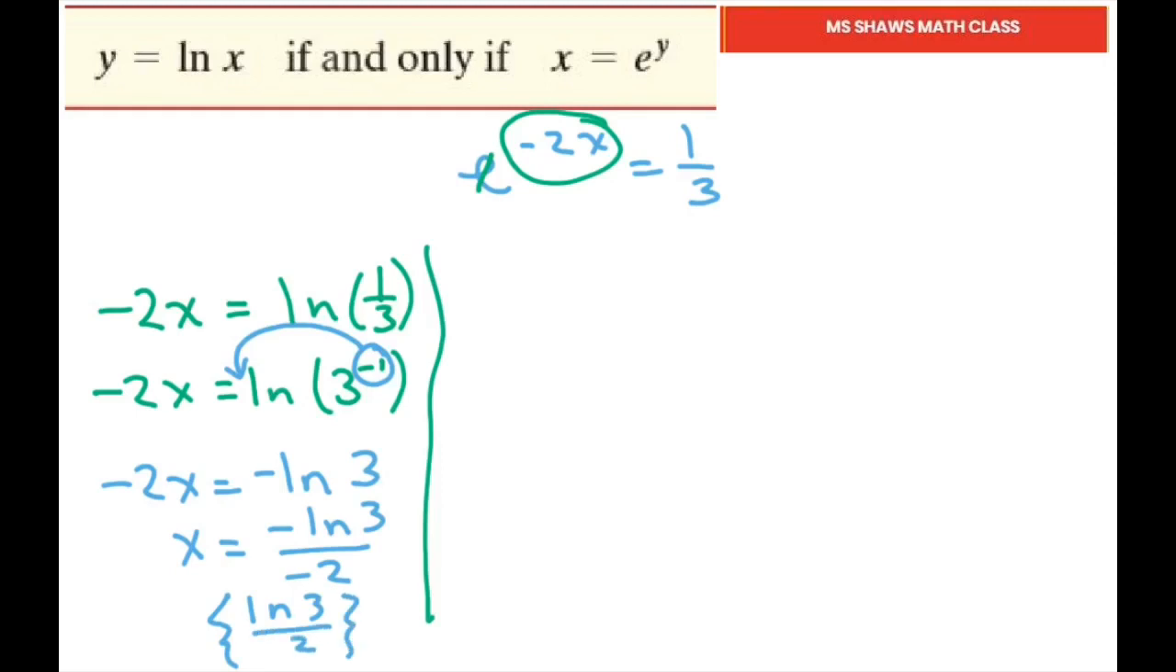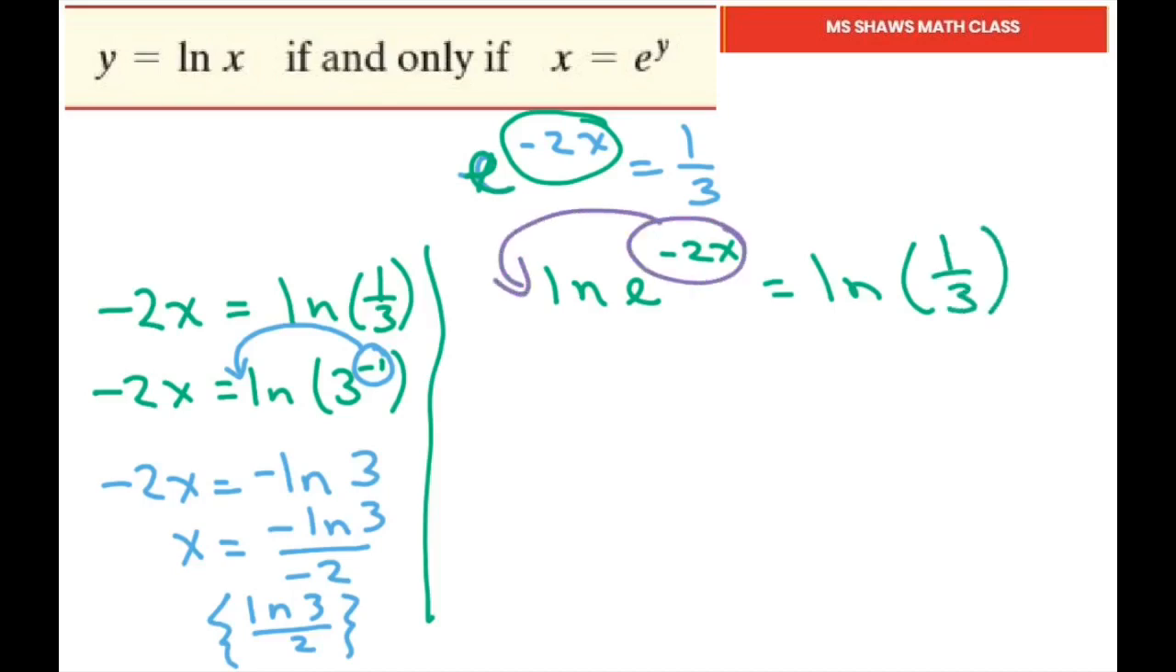Now the other method is just to take ln of both sides. So this was an e. So you'd have ln of e to the negative 2x equals ln of 1/3. And this again is why the formula works. Bring that negative 2x in the front with your power property. Then ln of e just turns into 1.